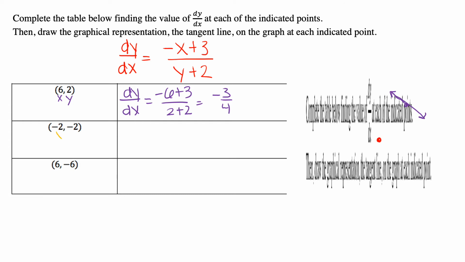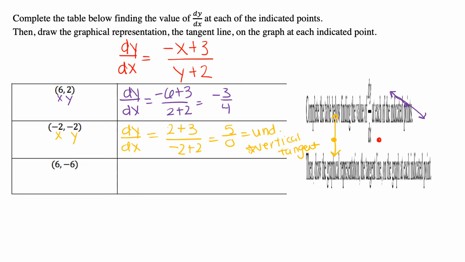At the point (-2, -2), we have our x and our y. Plugging in, we get negative -2, which is a positive 2, plus 3, over (-2 + 2), which gives us 5 over 0, which we know is undefined, which gives us that vertical tangent. And to confirm, we'll just draw that on our circle here. So we're going to go to the point (-2, -2), and our tangent line there is a vertical tangent.